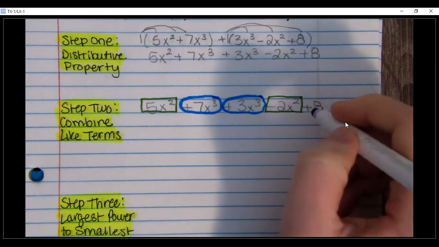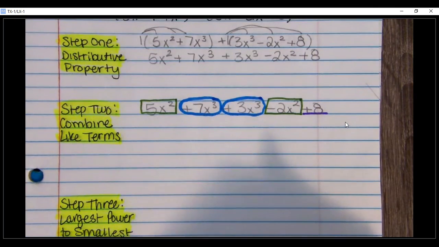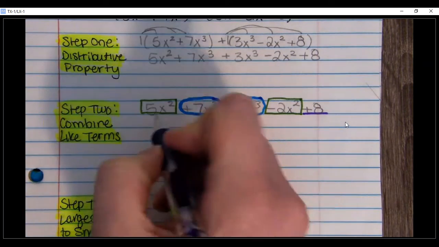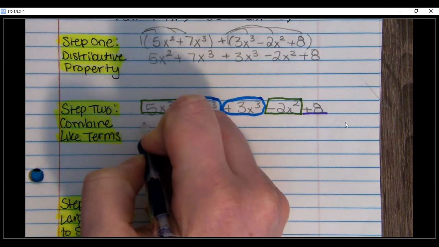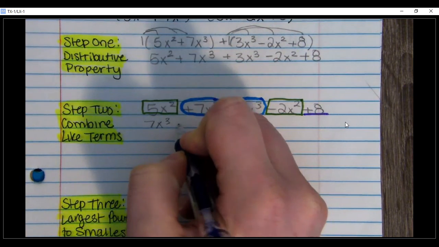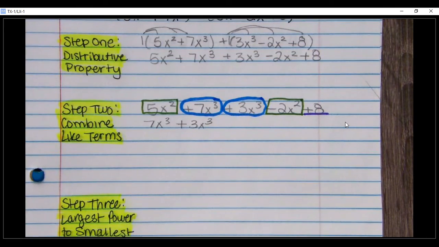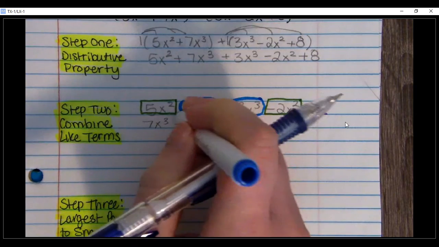And then finally, I have this positive 8. There's nothing I can combine with it, but it's there and I need to make sure I include it. So I'm going to start getting in the habit of using the larger powers. So I'm going to write my 7x cubed plus 3x cubed. Those two need to be combined together.